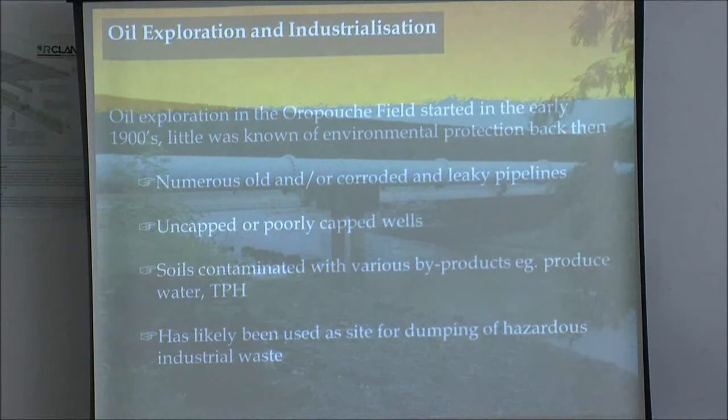Some of the pipelines that were there were badly corroded, and some even had residual flows in them. A lot of soil was contaminated by a lot of different contaminants, some from different processes in the oil sector, and some that had nothing to do with any known oil sector process. So it's likely that the wetland was also used as a dumping ground for chemical waste at some point in time.